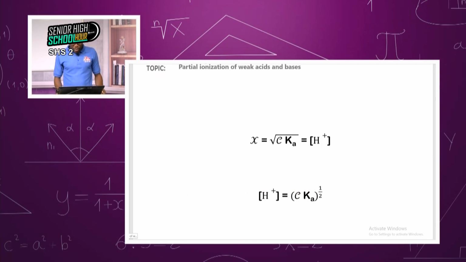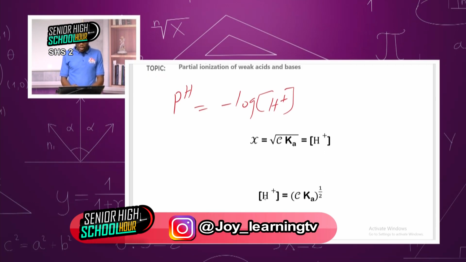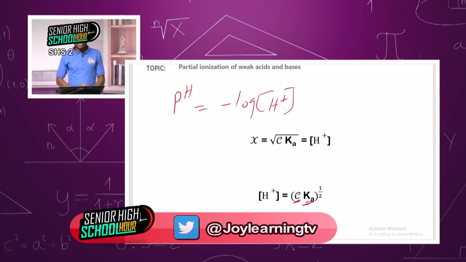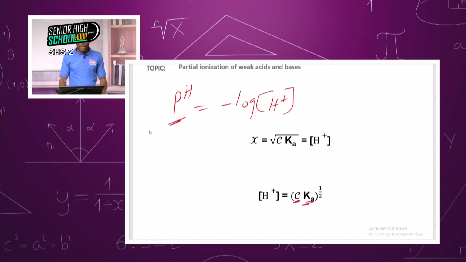But anytime we talk about the concentration of hydrogen ions in solution, then we can talk about pH. And pH is the negative log of the hydrogen ion concentration in solution. So I can write the concentration of H plus as the initial concentration times the dissociation constant for the weak acid, to the power half. With that, I can take the negative log of both sides because I'm looking for a pH.